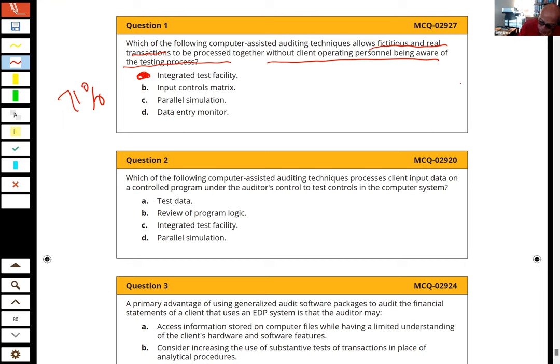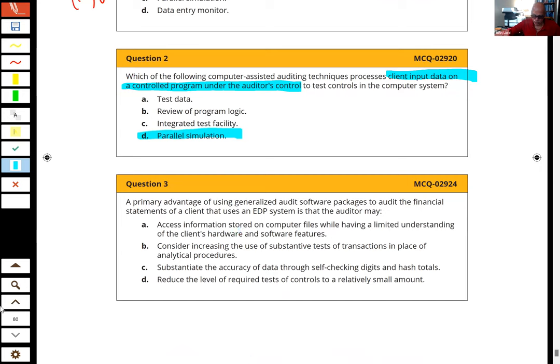And so when we look at this question, it says client data on a control program under the auditor's control. So that's going to be what? The auditor's system. That's going to be parallel simulation. Test data was what? Auditor data on the client system offline. All right, good. Let's go ahead and try the next one.